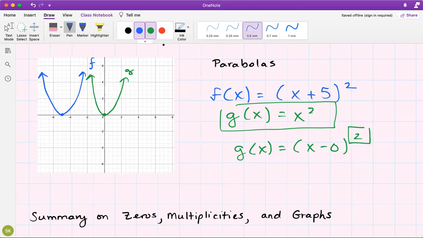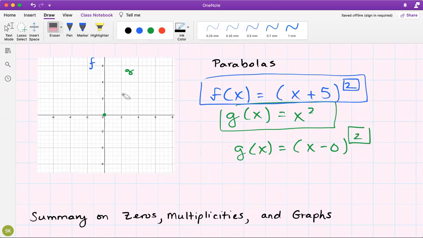And then for the blue function, you can see that the root is -5. When we set this equal to 0 and solve for x, we take the square root of 0, we get 0, and you can move the 5 over. So you see you get -5. And this number here is even, so we touch and go.